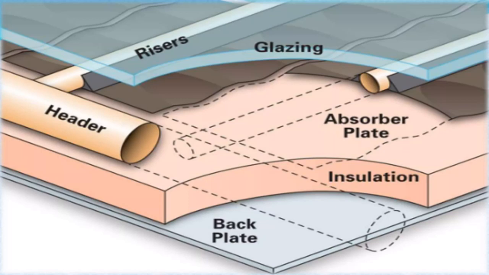So this is another diagrammatic cross-sectional view of the solar flat plate collector. Here we have a black plate, and we have an insulation below it, and then we have tubes, that is header tubes as well as the absorber tubes. Above that there is a glazing area and the risers. So these are the components in a cross-sectional view of the solar flat plate collector.